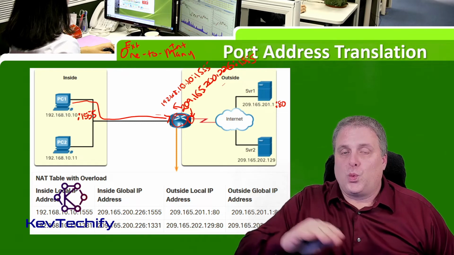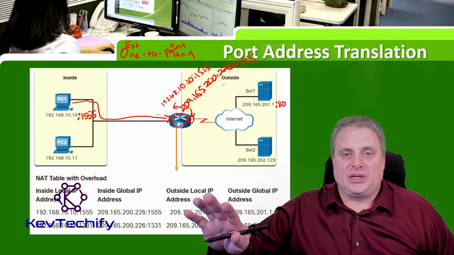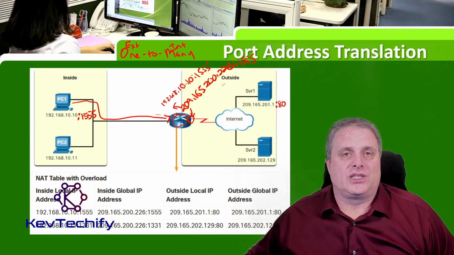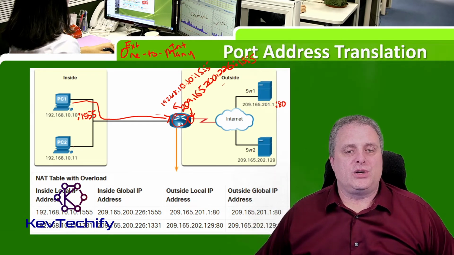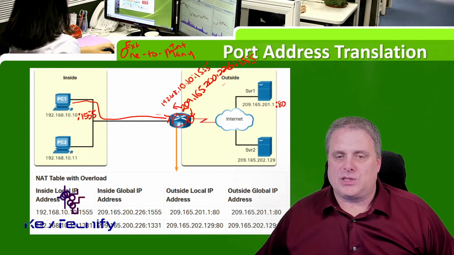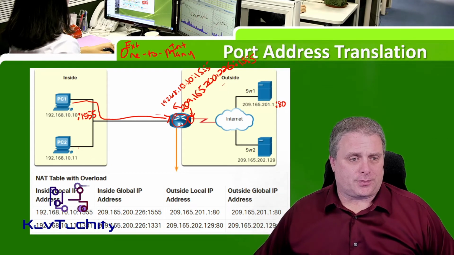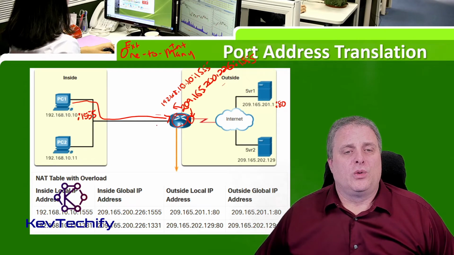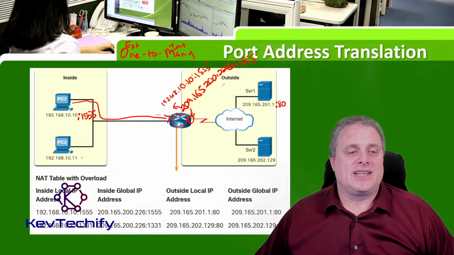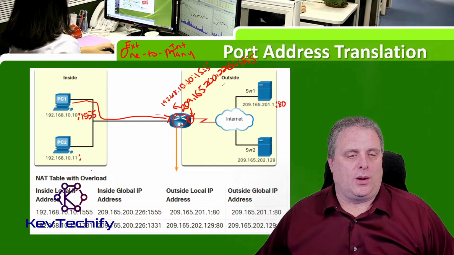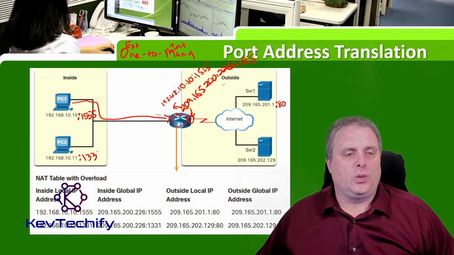Okay, so that's one PC asking to connect into a server on the outside. What happens when a second PC does that? Well, PC 2 wants to connect to a server. It could be the same server, it could be a different server. When it sends that HTTP request out, it also generates a port number. Here it's going to generate the port number of 1331.